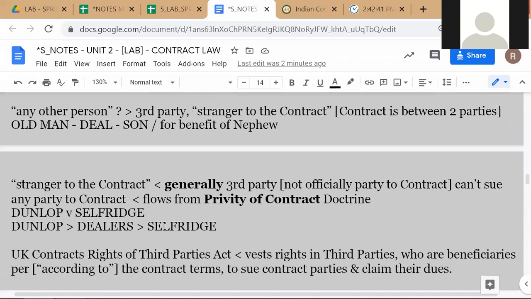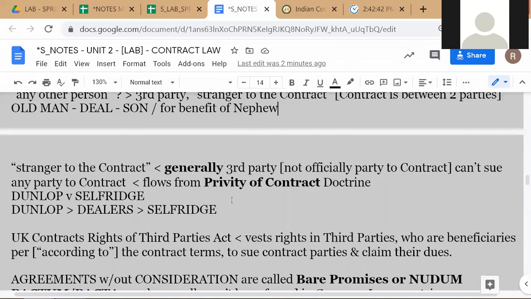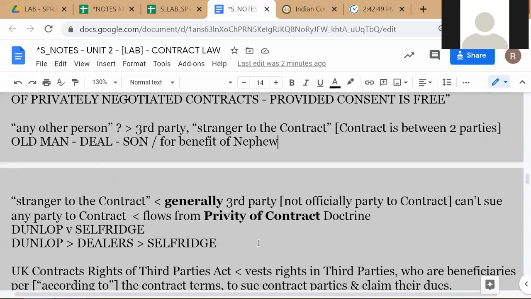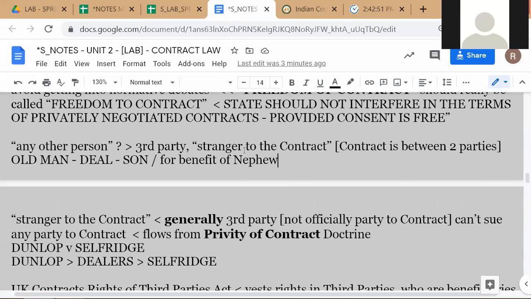Okay, so coming back to this idea of the stranger to the contract, the third party is a stranger to the contract. So the privity of contract doctrine here, basically what it does, the nephew gets kicked out. The son does a deal with the dad. When the dad passes away, the son is not following the terms of the deal. He's not paying the money to the nephew. Nephew goes to the court.